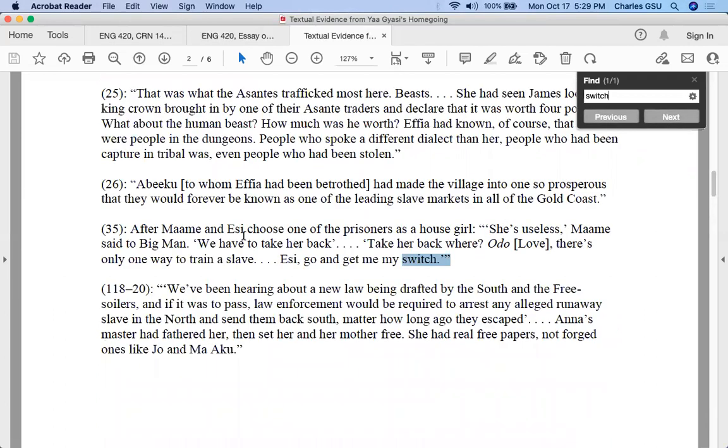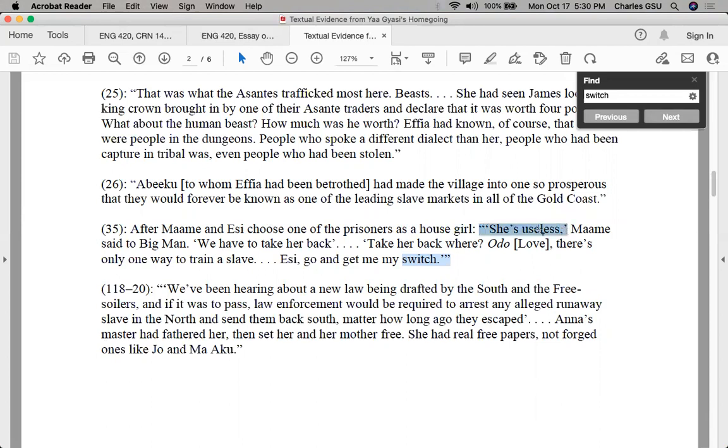Yeah, this is on page 35. After Maame and Cobbe chose one of the prisoners as a house girl, right? So remember, Maame isn't really a character. She's just kind of in the background because she basically ran away during the fire that was in the opening. They just basically enslaved this girl who's a prisoner, right? So these Fante people, right, enslave one of the Asante girls.